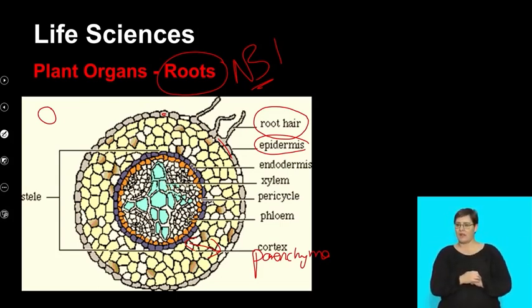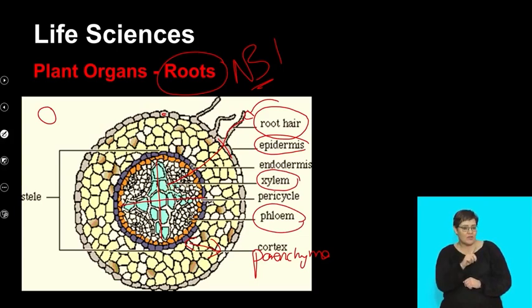Now, what is the function of a root? To absorb water. Water must come in, it must move all the way. Guys, it's a treasure map. X marks the spot. What is X? Xylem, right? That's where the water is going to move to. What is phloem? Phloem is going to transport the food.